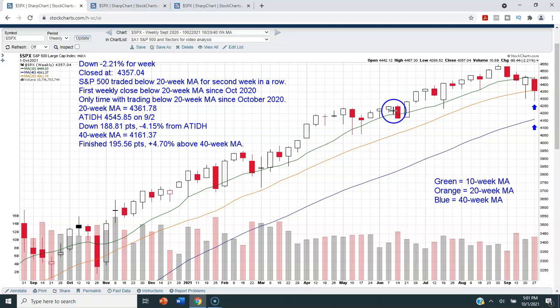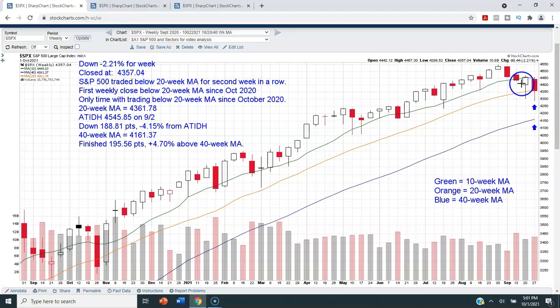Each candlestick on this chart represents 1 week of trading. We have 3 simple moving averages. The green line is the 10-week moving average. The orange line is the 20-week moving average, and the blue line is the 40-week moving average. And for the week, the S&P 500 was down 2.21%, and we closed at 4357.04.